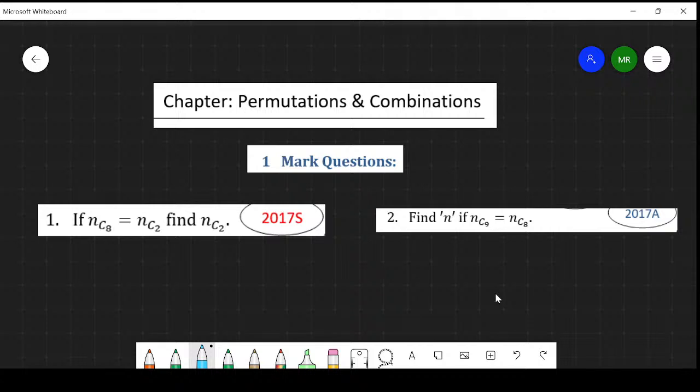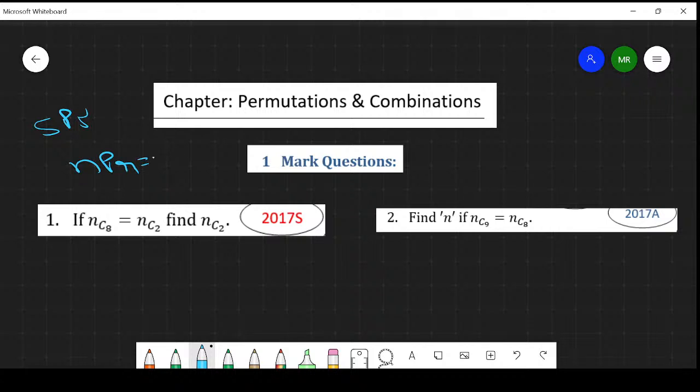Coming to permutation and combination, what is the meaning of permutation? Arrangement of things. Combination, selection of things. Permutation means arrangement of things. Combination means selection of things. Suppose 5 things are given and you are arranging 5 things at a time. This is called 5P5. Permutation means n different things you are arranging r things at a time, nPr.